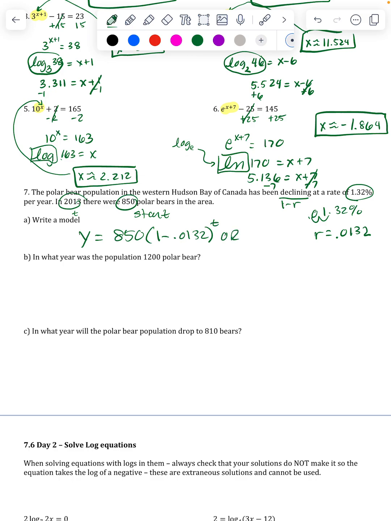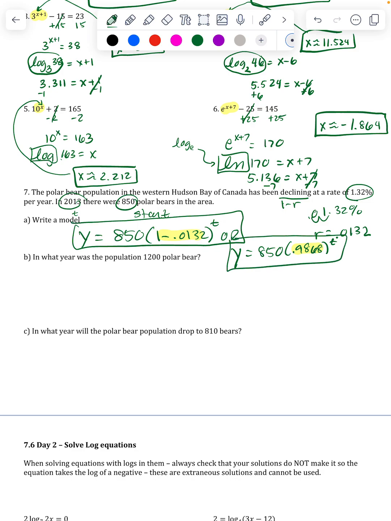Now, you could go ahead and do the 1 minus, which would put you with a B value of 0.9868. If you put this into your calculator, you would get this. And then those are both to the T power, where T is going to represent the years after 2013. So this is before, because it says in what year was the population 1,200, meaning there were more. So that's in the past. Keep in mind the past is actually going to have negative time, because you're going to be years before 2013.